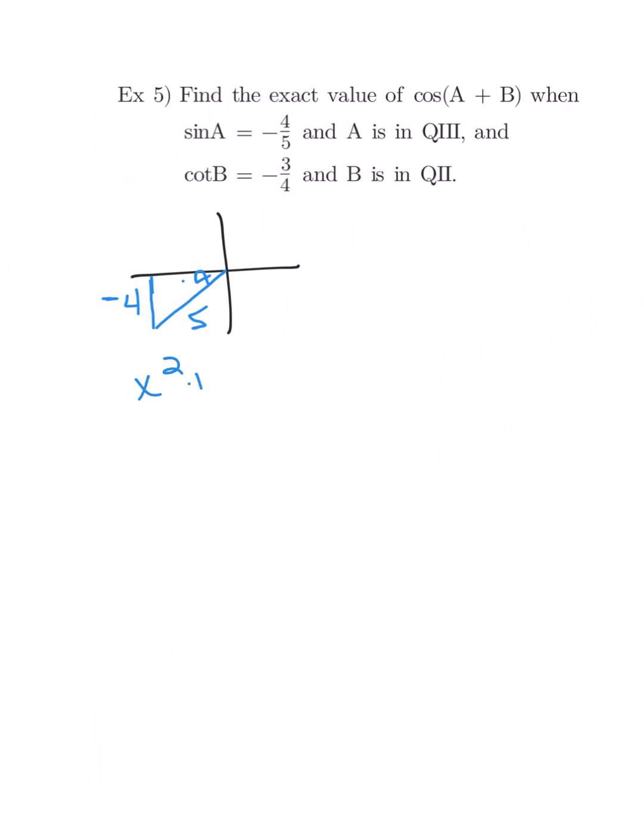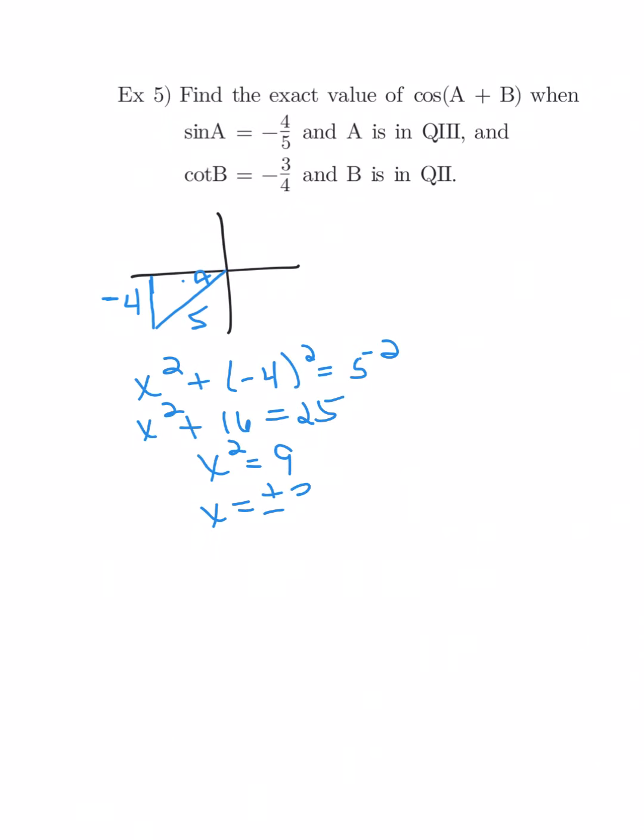X squared plus negative 4 squared equals 5 squared. So we have x squared plus 16 equals 25. You get x squared equals 9. So x has to be plus or minus 3. If we are in the third quadrant, x has to be negative 3.